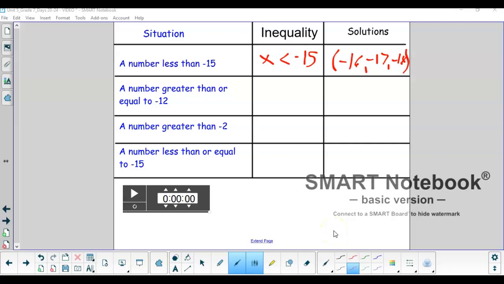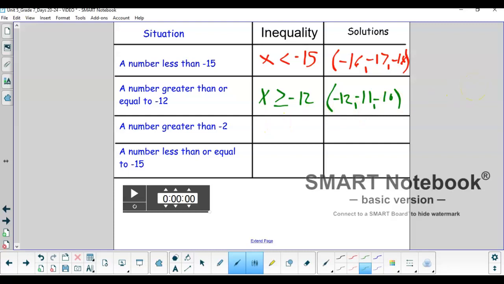Going over the other 3, the second one here, we have a number that is greater than or equal to -12. Again, I'm going to start off with a variable that represents any number. I think to myself, what's my greater than or equal to symbol? -12. The first number that is greater than or equal to -12 is -12 itself. The next number that is greater than -12, getting closer to the positive, going to the right, would be -11. And then you could have said any number that's to the right of that, like -10, or any positive number, 0, 1, 2, 3, 4, 5. They are all greater than -12.